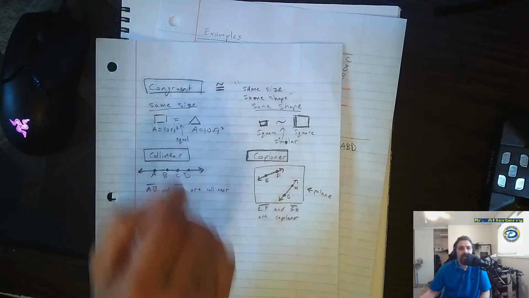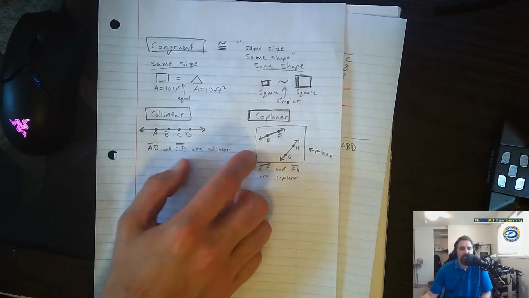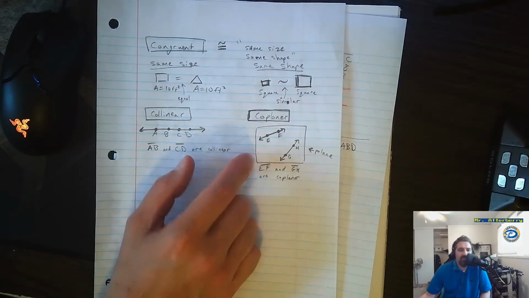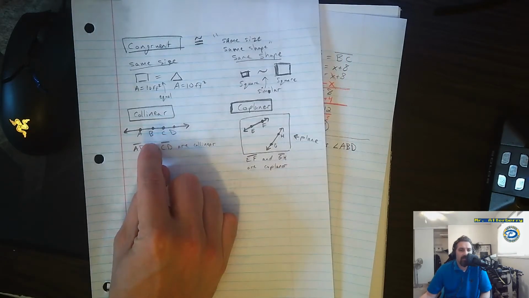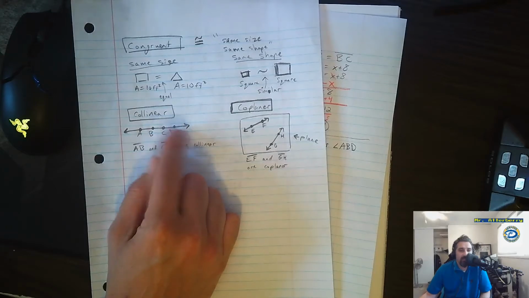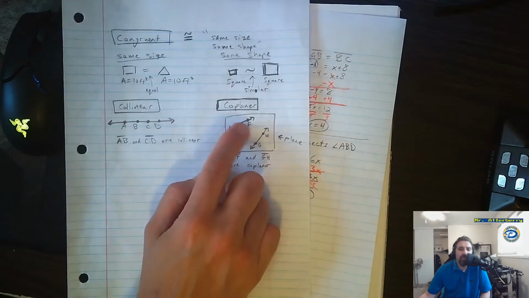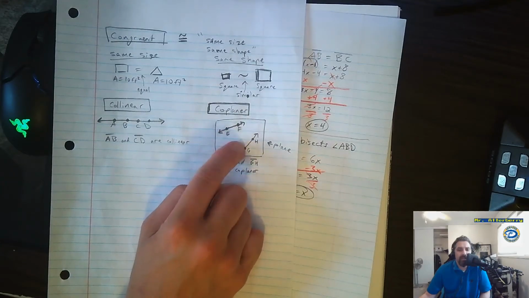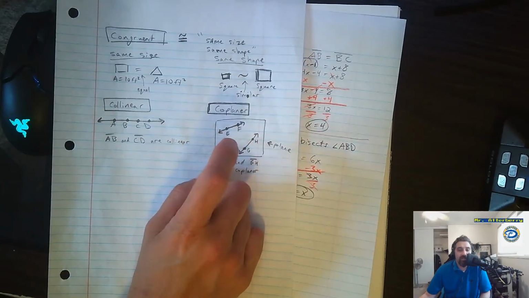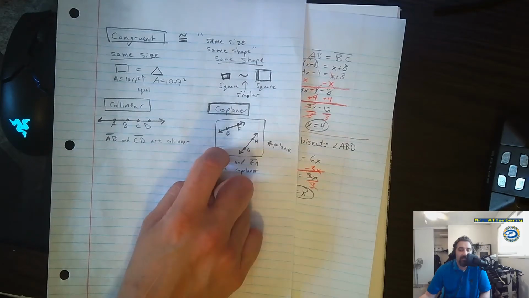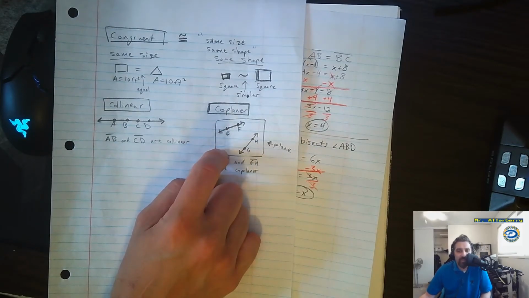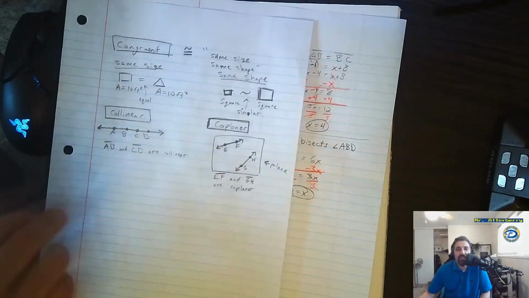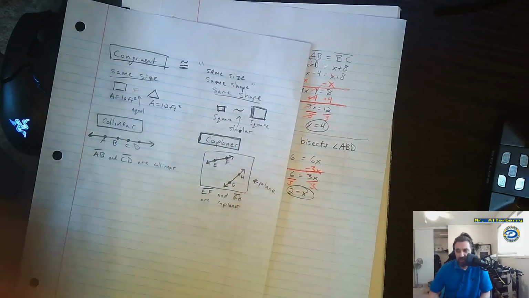And then these two last terms, there's collinear and coplanar. Collinear is when you have points or line segments that are all on the same line. And coplanar is when you have multiple points or lines or figures or drawings on the same plane. A plane is, think of a piece of wood, a piece of paper, a two-dimensional thing. They're on the same plane.